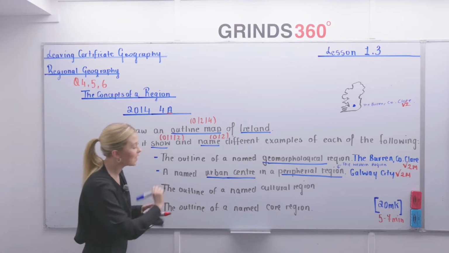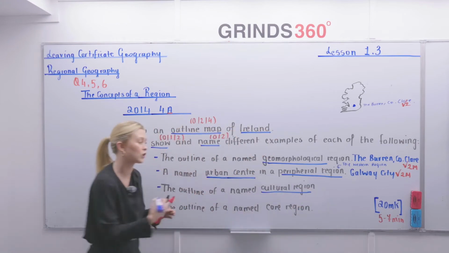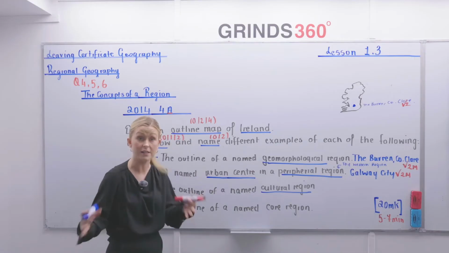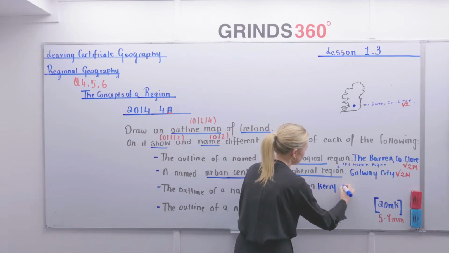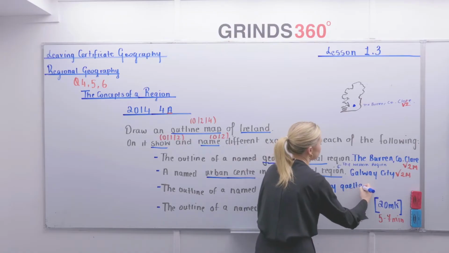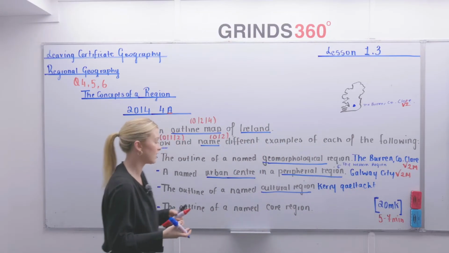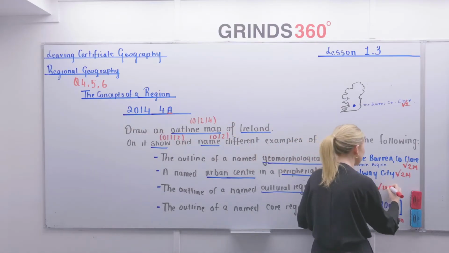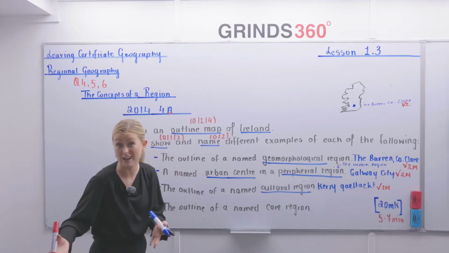Next, the outline of a named cultural region. Highlight the word cultural region or culture. My cultural region, well, there's many of them in Ireland, but we're going to go for one that's nice and simple and easy to mark in. We're going to go for the Kerry Gaeltacht. Again, a region that's defined by its language, obviously the Irish language. And again, I named that, I showed it in, and I get a tick and 2 marks. I'm up as far as 6 marks, and I mightn't have drawn anything correctly on that map, or I might not even have drawn the map correctly at all.